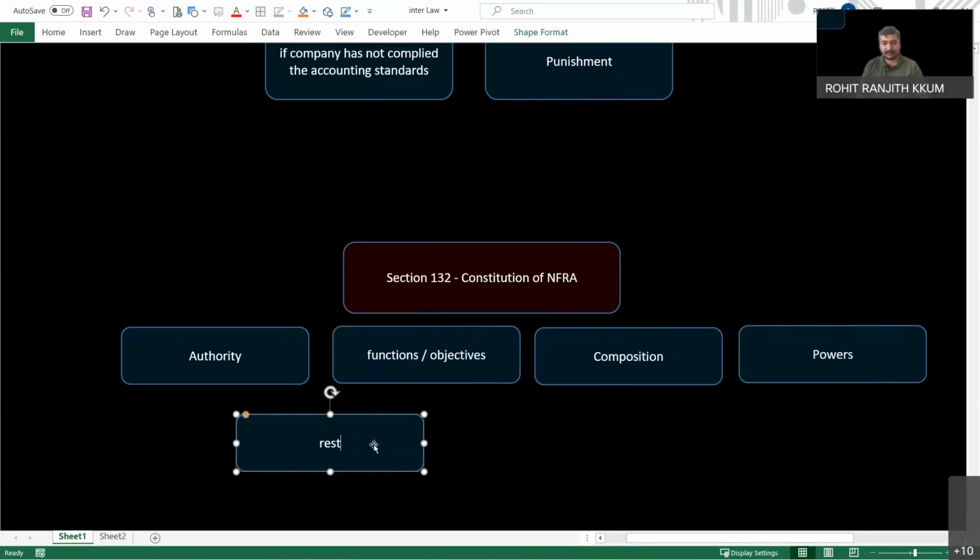And restriction over professionals like CA. This provision is very horrible. You won't believe it, NFRA is so powerful that it can take back the degree of chartered accountant. It can take back the degree of chartered accountant. Isn't it scary?